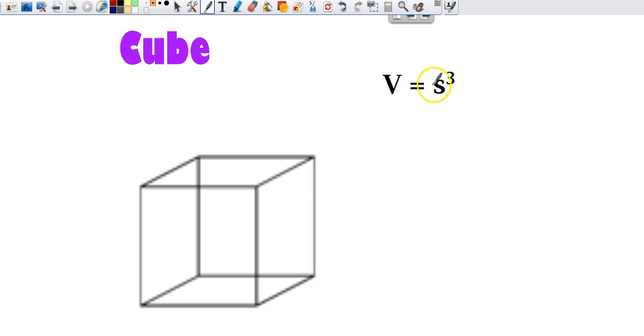A cube is a rectangular prism where all the sides are the same. So we call the sides S for sides. Side times side times side. Well, guess what? That's side cube. So that's where that comes from. That's where the name comes from, actually. Fun fact.